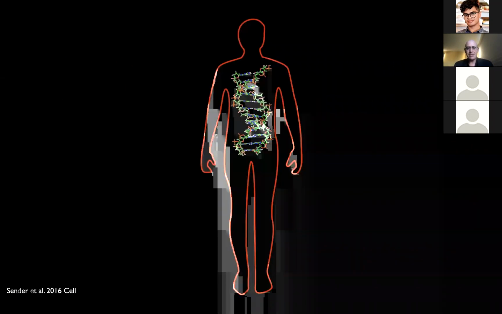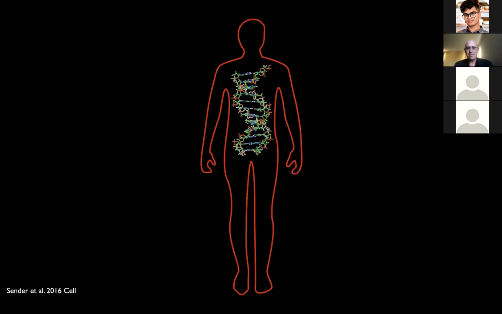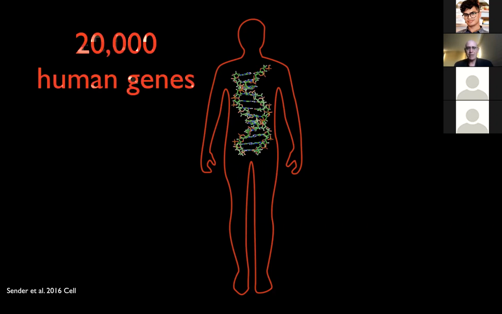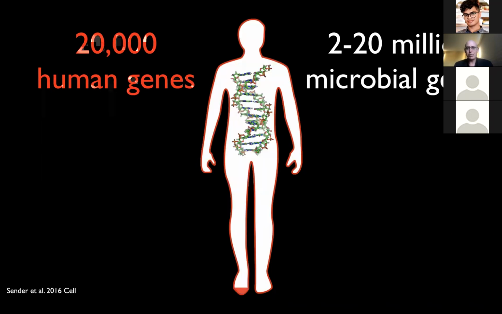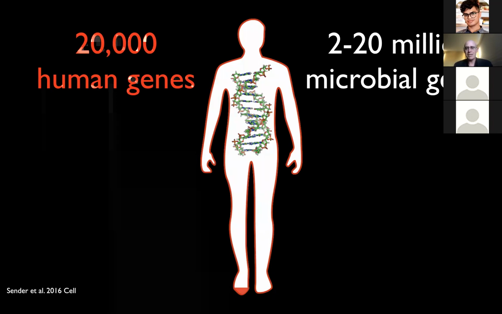Now, you might wonder, it's the 21st century, shouldn't we be thinking about this at the level of genes and DNA now? Let's think about that for a moment. Each of us has about 20,000 human genes, but amazingly, the size of our microbial gene catalog is from 2 to 20 million microbial genes. And so by that measure, counting up unique genes, we're at best 1% human.